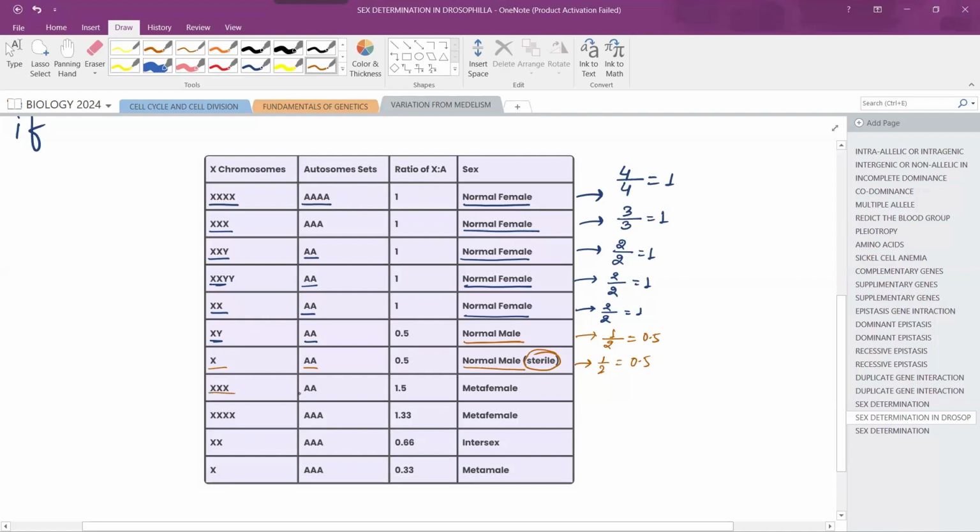Again, if the ratio is 3 is to 2, then the result is 1.5. You will say that the Drosophila is a meta female. If the ratio of X to autosome is 4 is to 3, that is in between 1 and 1.5, then you will say that this is also a meta female.